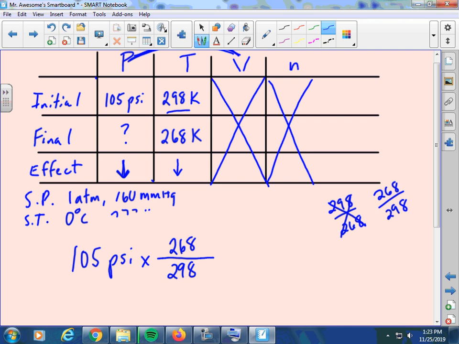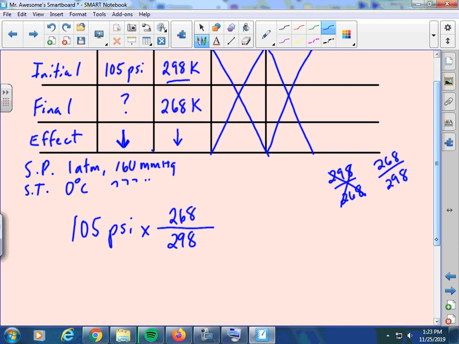Okay? So however you want to do it, you could multiply 105 times 268 and divide by 298. You could divide 268 by 298 and get a decimal. Let's do that. So where's my calculator?